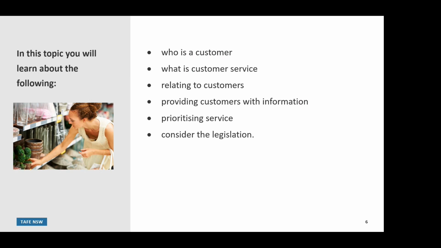So in the first topic of the chapter, we'll look at who's the customer, what is customer service, how do we relate to customers, providing customers with information, prioritizing service, and considering the legislation.